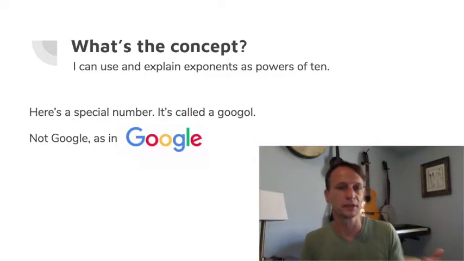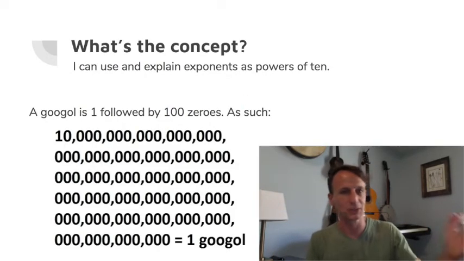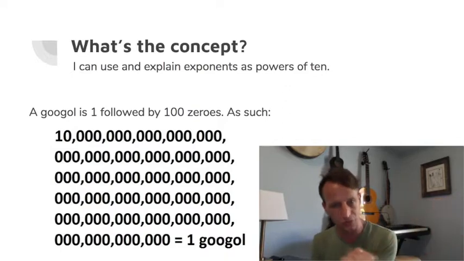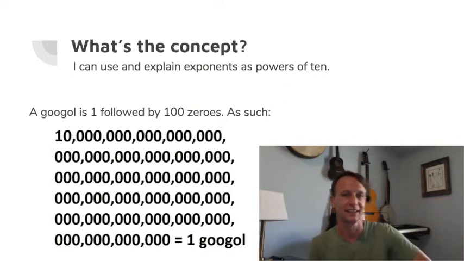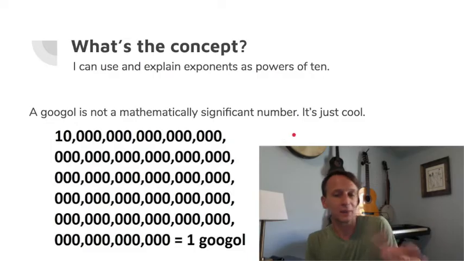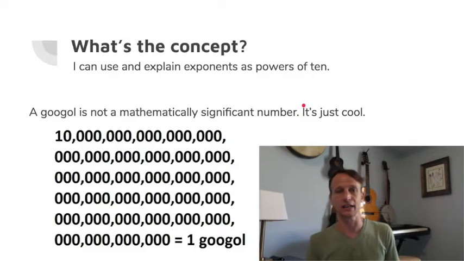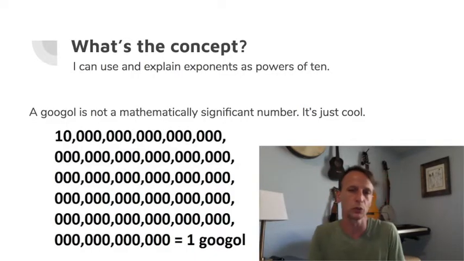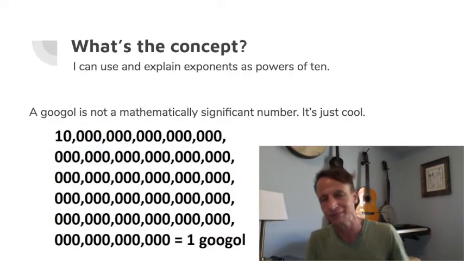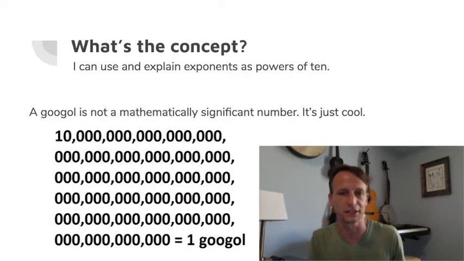All right, but here is this number. This is an actual number. A googol is 1 followed by 100 zeros, and it looks like that. That is 1 googol. Now, let's say you had reason to write that down. You wouldn't want to, right? It's quite laborious. And I want to be clear here, this googol doesn't mean anything. It's not a mathematically significant number. You don't use this number for anything in particular. It's just a cool number to hang out with, you know. Makes you look prettier than you are sometimes.